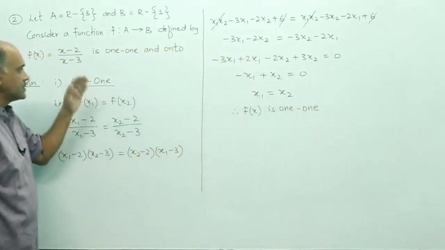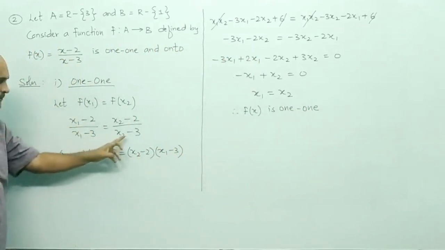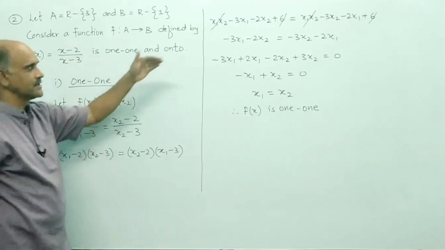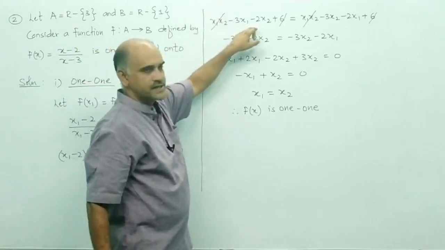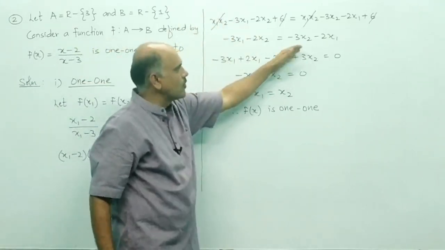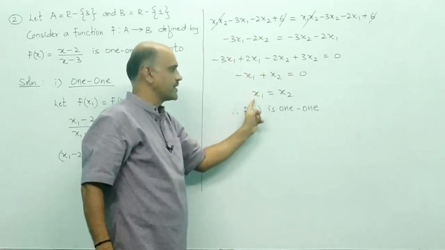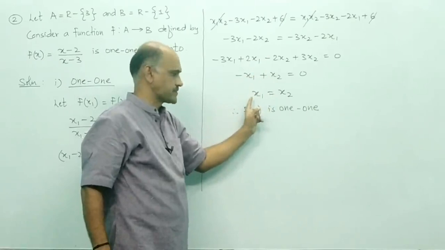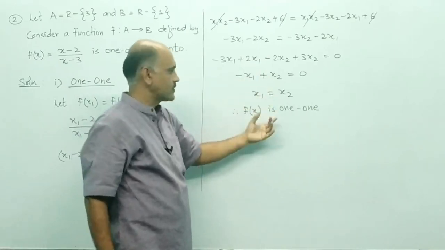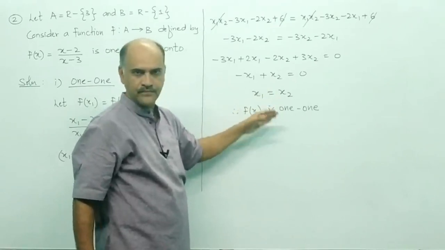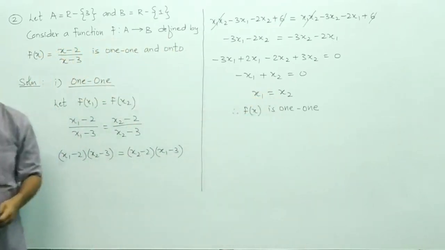Clear, students? So first I have substituted, cross multiplied, then simplified both the brackets. Some terms get cancelled, and the remaining terms you take to the LHS. If you simplify, you will get x1 is equal to x2. So if I have x1 is equal to x2, then we say that f of x is one-one. Clear? Now we will see onto.